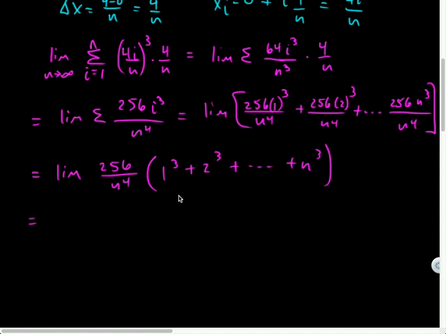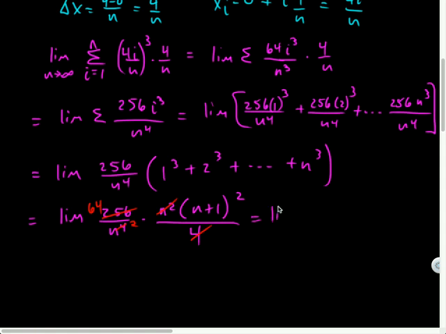And then I can look up my formula, which is on page 962 and is also in yesterday's video. 256 over n to the 4th times my cube formula, which is n squared times n plus 1 all squared over 4. Now I can cancel out some stuff nicely. N squared cancels out with this partially, leaving 2. 4 cancels out with that, leaving 64 apparently.